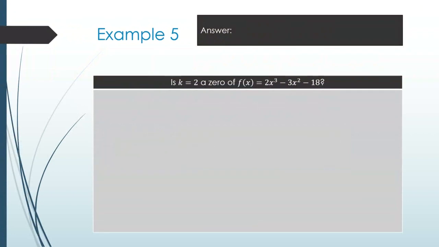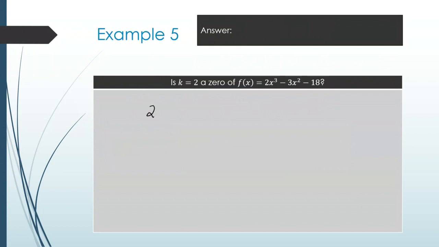So I've got a couple examples here. First, is k equal to a 0 of the following polynomial? If it's a 0, if I plug it in, then I should get 0 for a remainder. That's what it means to be a 0. So I'm going to evaluate it using synthetic division.